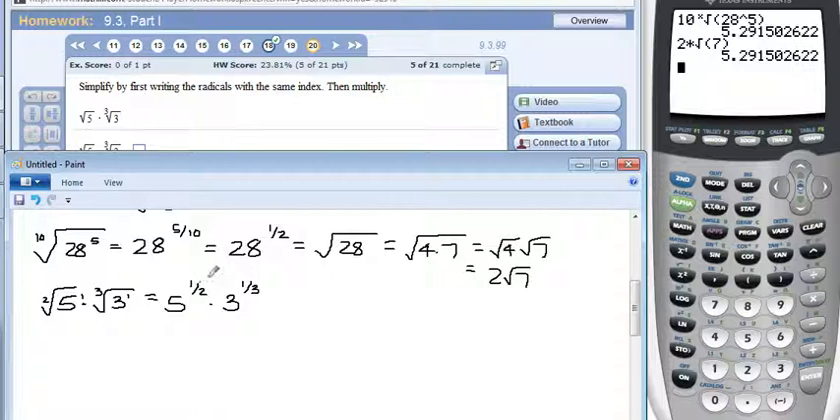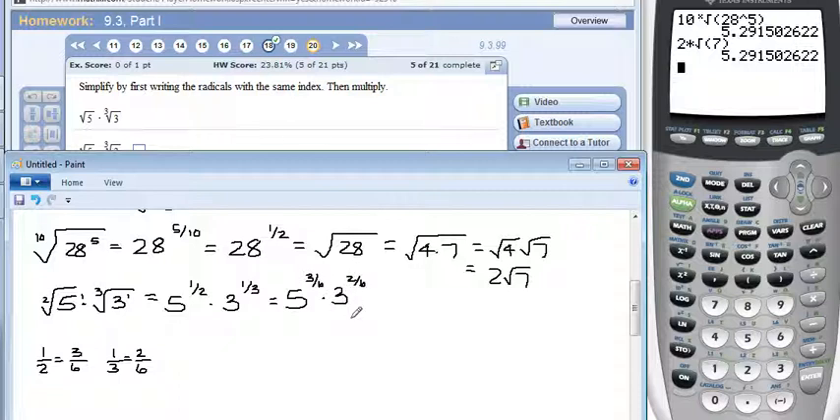I'm going to change these. I don't want 1/2 and 1/3 because my indexes are different. So I'm going to find my LCD of 6 and I'm going to turn both of these into sixths. Okay, so I'm going to build it up. 2 goes into 6 3 times. 3 times 1 is 3. This is where the calculator is not going to help you. 3 goes into 6 2 times. 2 times 1 is 2. So this is the same as 5 to the 3/6 power times 3 to the 2/6 power.